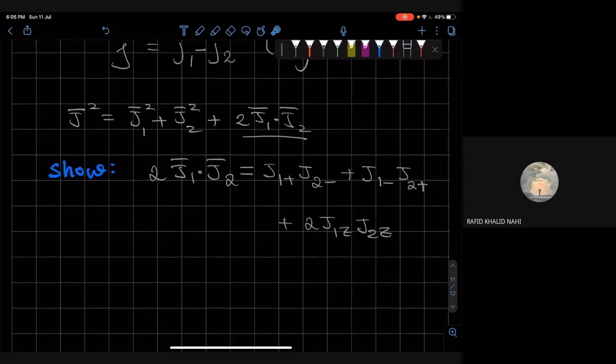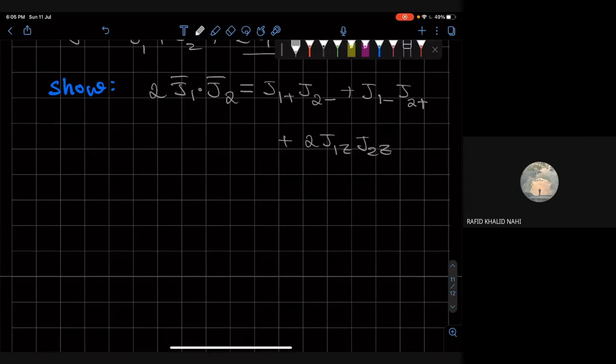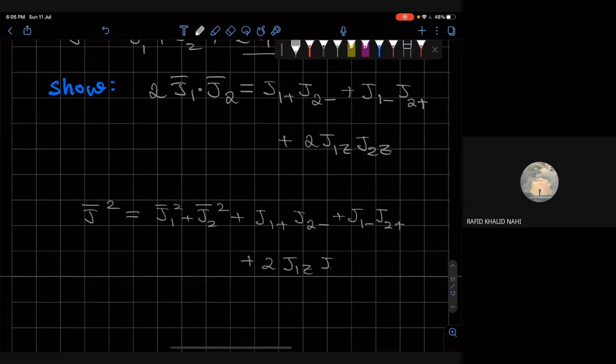Okay, so using this, we can now express J squared as J1 squared plus J2 squared plus J1 plus J2 minus plus J1 minus J2 plus plus 2 J1Z J2Z. Okay, any questions so far?